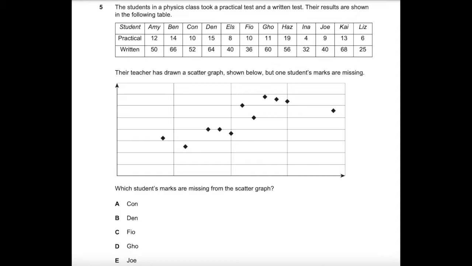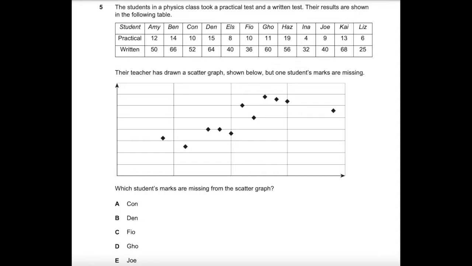Question 5. The students in a physics class took a practical test and a written test. Their results are shown in the following table. Their teacher has drawn a scatter graph, shown below, but one student's marks are missing. Which student's marks are missing from the scatter graph? The correct answer is A, because of the following.